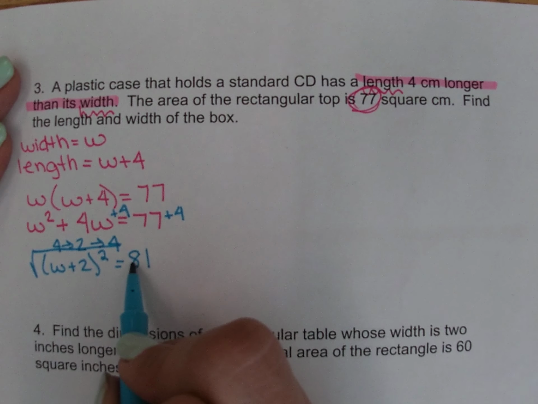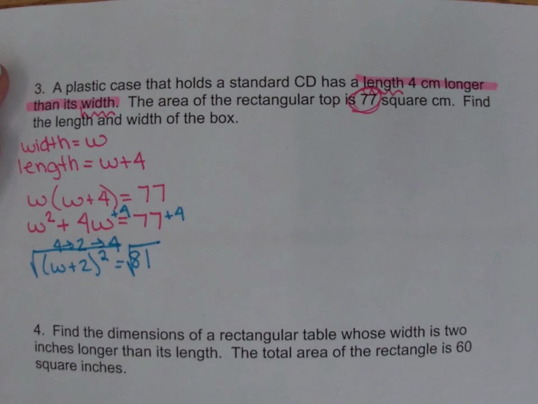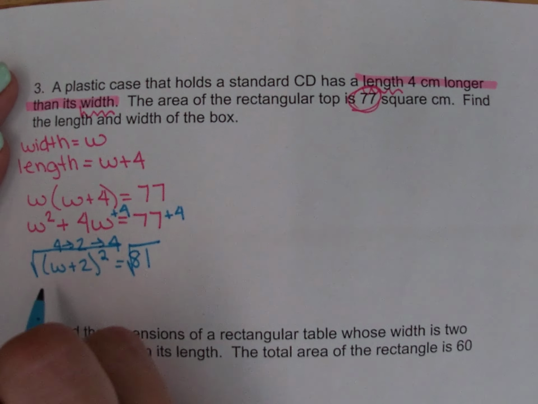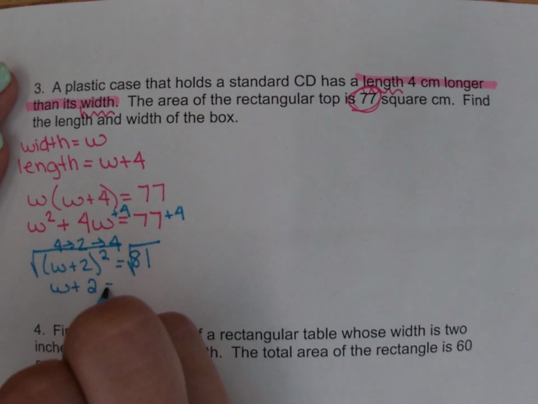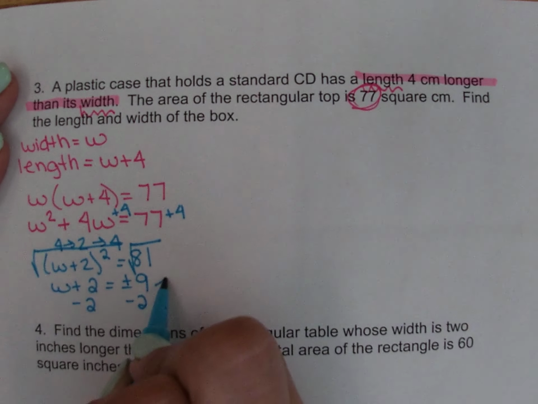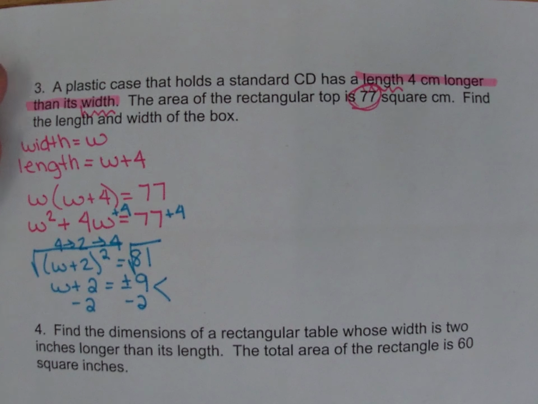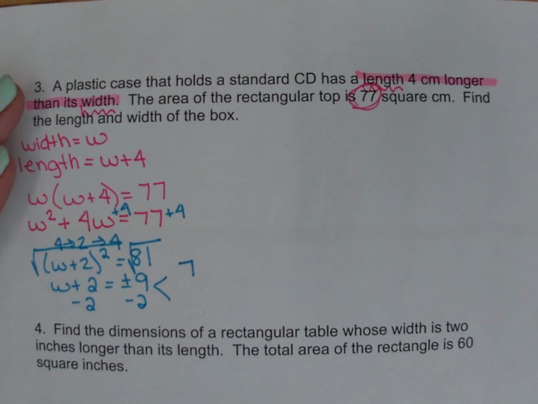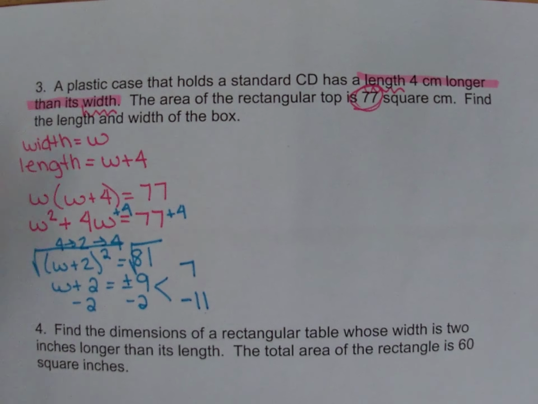Right, I can factor the left, simplify the right, and then I start square rooting. We just have to remember the square root of 81 is plus or minus 9. Right, so that gives me two options, a positive 9 minus 2, which is 7, and a negative 9 minus 2, which is a negative 11.